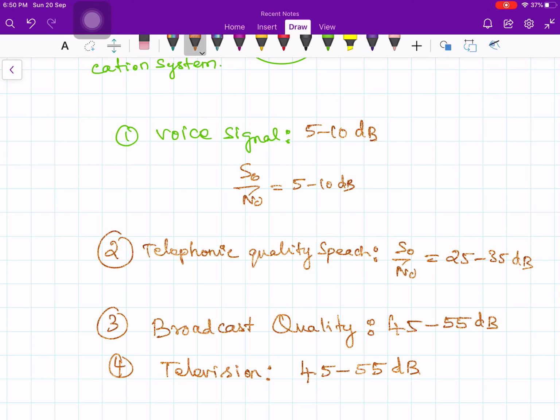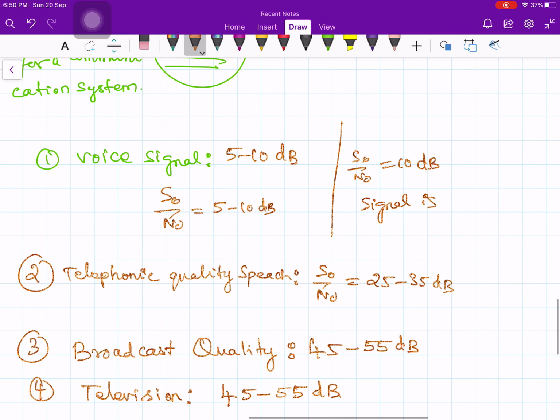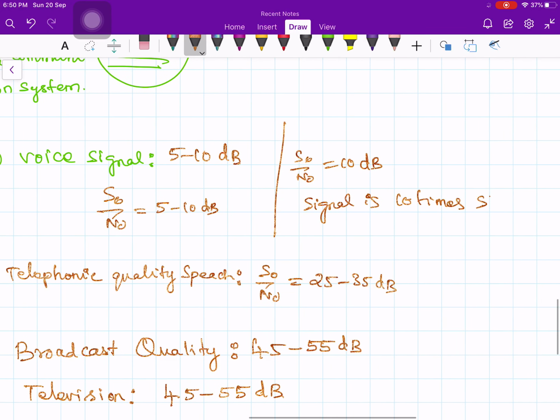Okay. For example, if I say S0 by N0 is equal to 10 dB, what does it mean? The signal is 10 times stronger than what? Than the noise.